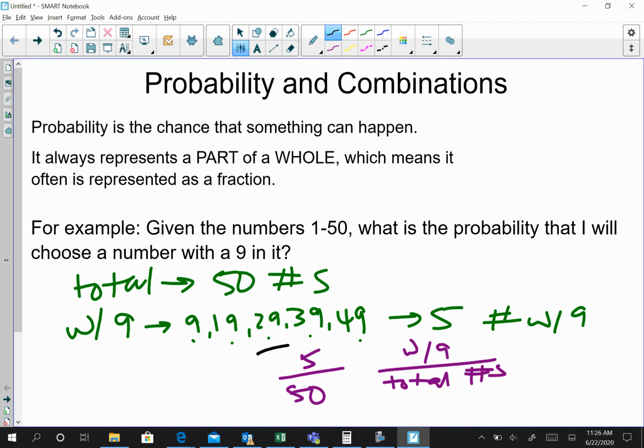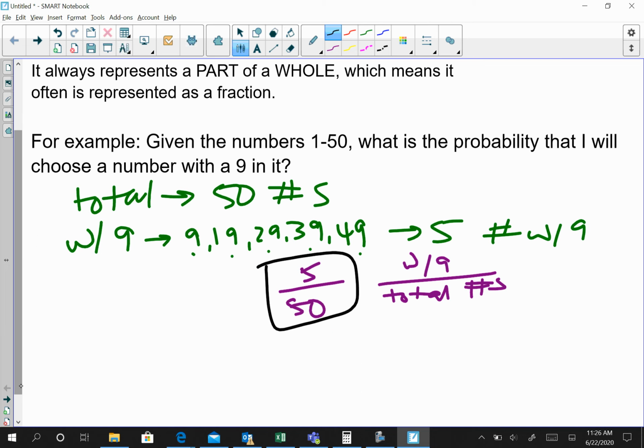So I have a 5 out of 50 chance, which is the same thing as 1 out of 10. I have a 1 in 10 chance of pulling a number with a 9 in it from the numbers from 1 to 50. So that's pretty much all you're doing, figuring out how many you have to choose from and what is the chance of that happening.